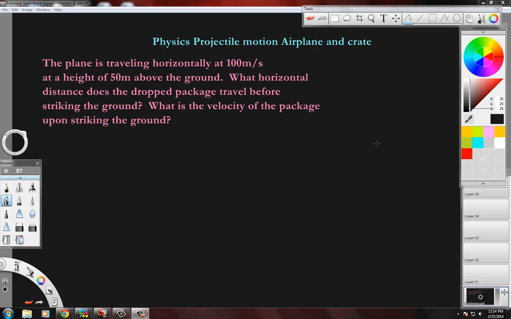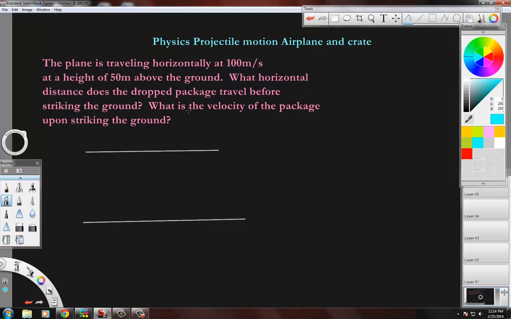All right, projectile motion. Airplane and crate. This is a problem out of the textbook. Here we go. This is a multi-step problem. We got a plane traveling horizontally, so let's draw this. We'll draw the ground first. Okay, there's the ground. Let's make that a different color. Black on black is not good. There we go. And we have a plane going in this direction horizontally.